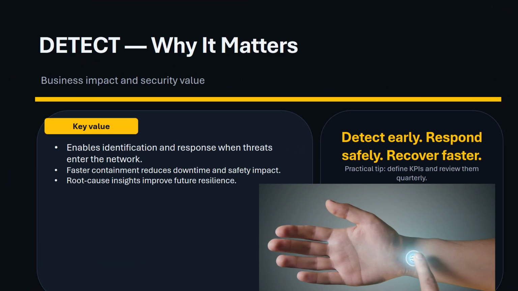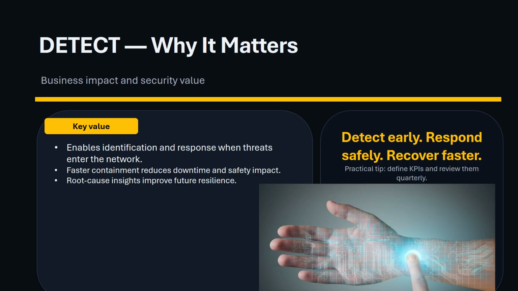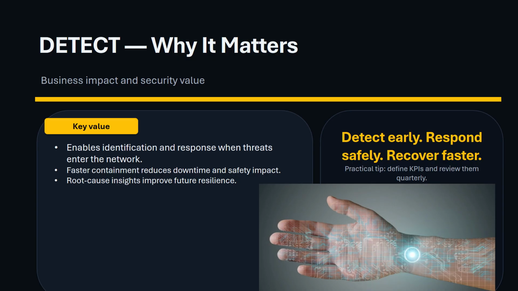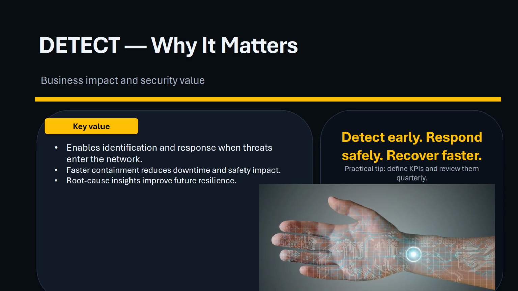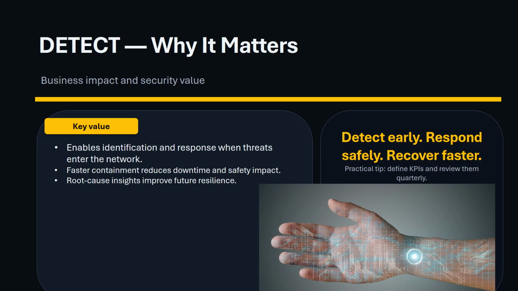Detect enables identification and response to threats as soon as they enter the network. Faster containment reduces downtime and safety impact. Root cause insights help improve resilience over time. Detect early, respond safely, and recover faster. Track and review KPIs quarterly.